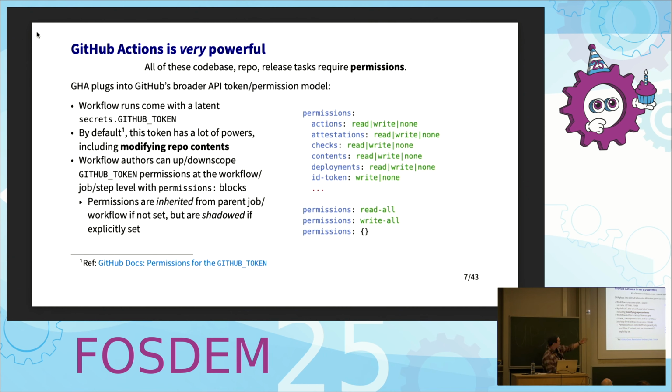So of course, you can do things like on the right, where you have explicit read, write, or none permissions for each scope, or you can set read-all or write-all, or you can do an empty object, which means give me no permissions at all. However, that still produces a token. That token just gives you larger rate limits versus not having a token.